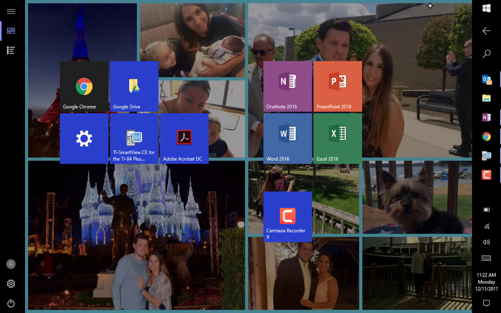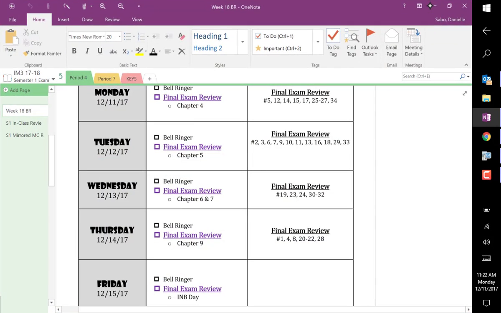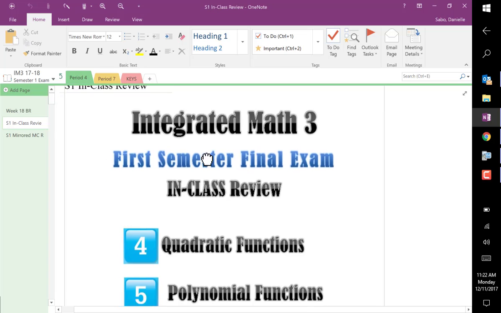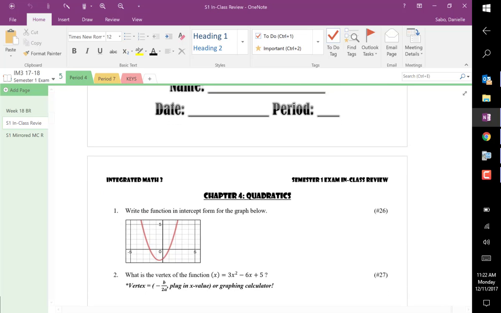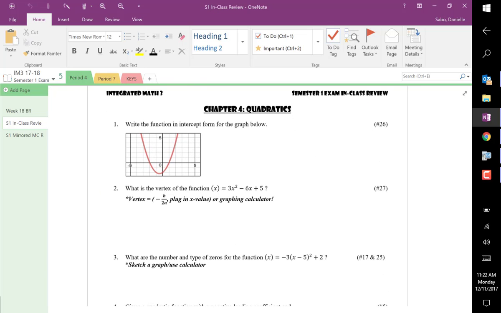So the big green packet is what you should have out ready to go in a second here. Each day we're going to take it chapter by chapter. We're going to review the things that you need to know. I wanted to show you something, so flip your page and open it up.